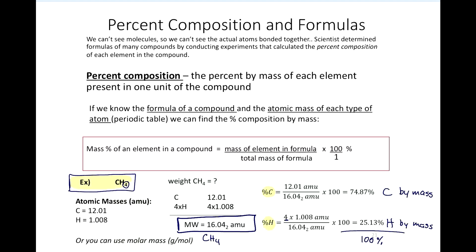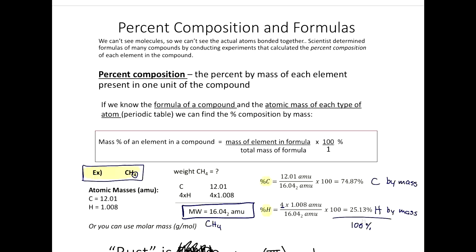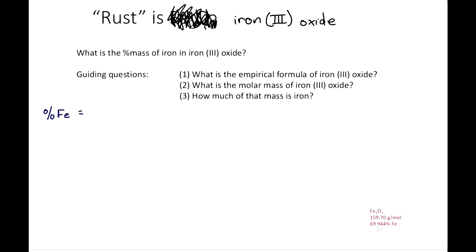So I did all of this in AMU, but you could also do it in molar mass. It's the same numbers. You're just working with different amounts. I just looked at 1 CH4 molecule, or you could talk about a mole's worth of methane, CH4. All right, so we'll talk about why this is significant in a tiny bit. All right, so let's practice this.